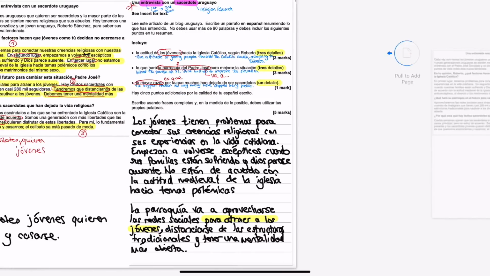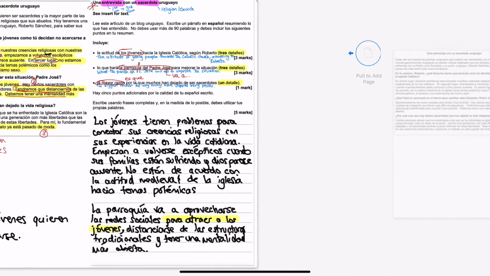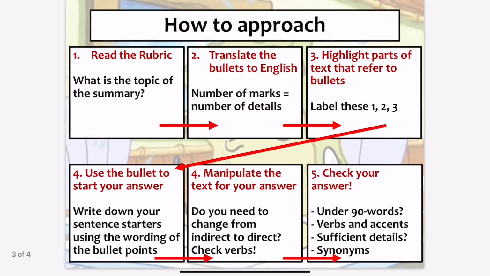So, finally, just to recap what we've done more than anything else. We've read the rubric, we've translated the points into English, we've highlighted parts of the text that the bullet points refer to and labelled them. We've used the bullet to start our answer, we've manipulated the text for our answer, and then we've gone through. We've checked that it's under 90 words. My verbs and accents I'm happy with. I've got the right amount of details, and have I used any synonyms? I've used a couple, but they don't change the meaning.